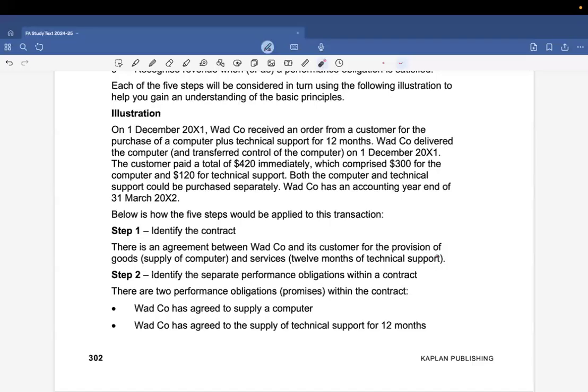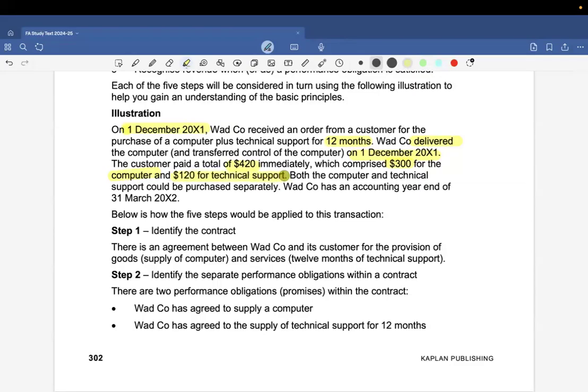I'm going to pause you. Going to identify from this illustration. On 1st December 2001, that company received an order from a customer for purchase of a computer plus technical support for 12 months. So 12 months is the contract. That company delivered the computer on 1st December itself. The customer paid a total of $420 immediately, which comprised 300 for the computer itself, and 120 for the technical support.